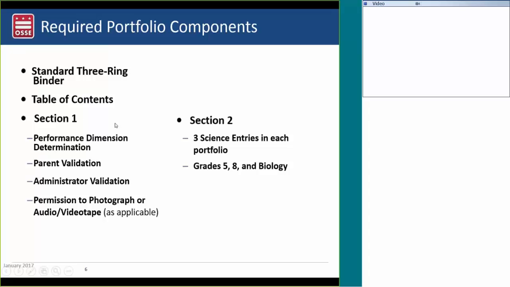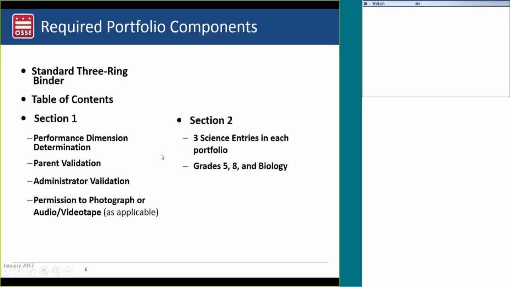Section one is what I kind of call the housekeeping section, and it will contain the performance dimension determination, which replaces the learner characteristics inventory, the parent validation form, the administrator validation form, and an optional form, permission to photograph or audio and videotape. Okay, you don't need to include this form unless you actually have photographs, audio, or videotape.